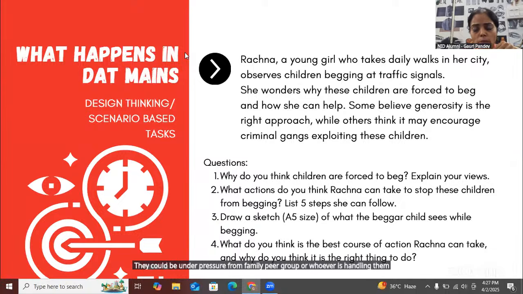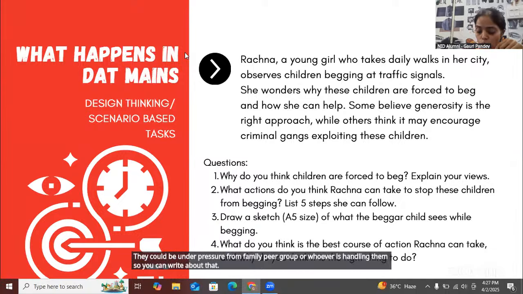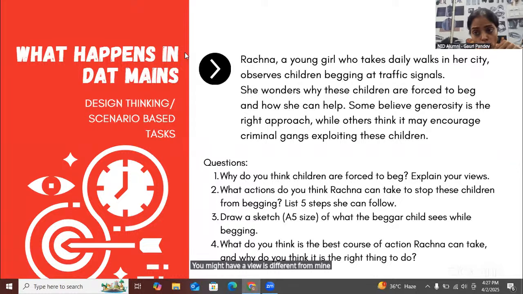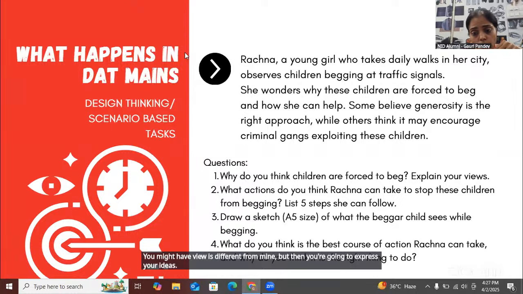So, you can write about that. You might have views different from mine, but then you're going to express your ideas. They're actually looking for your views. Then the second question: what action do you think Rachna can take to stop these children from begging?